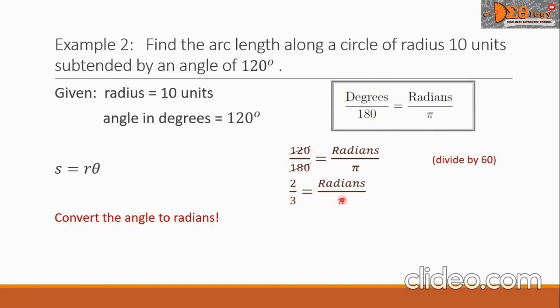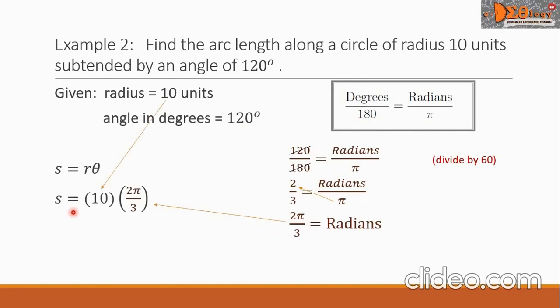And this is equal to the right hand side radians over pi. And then this pi we will cross multiply on the left side. So we will now have 2 pi over 3 equals radians. So this is now the value of this 120 degrees, which is equal to 2 pi over 3. Now we can proceed with our computation of the arc length. We will now substitute the values on the formula. So S equals, the radius is 10, times the angle that must be in radian. We will now use the 2 pi over 3.